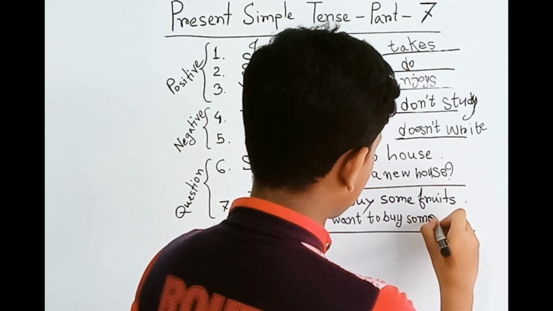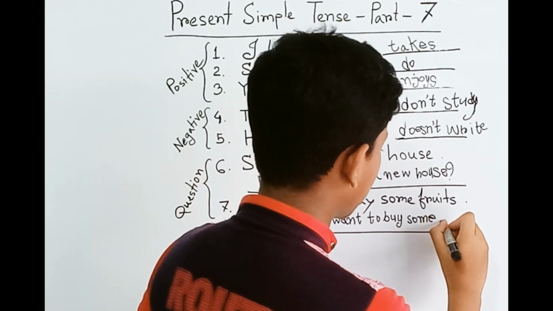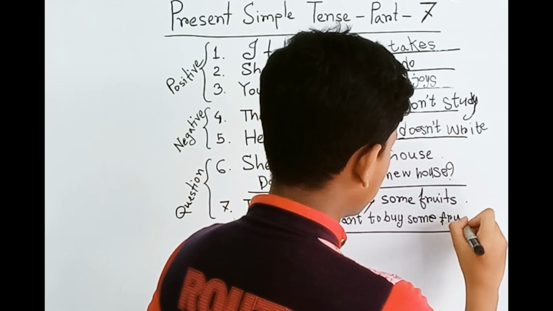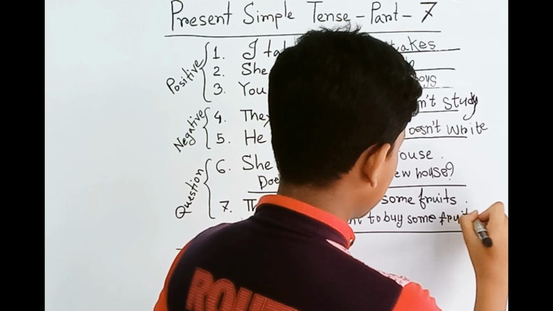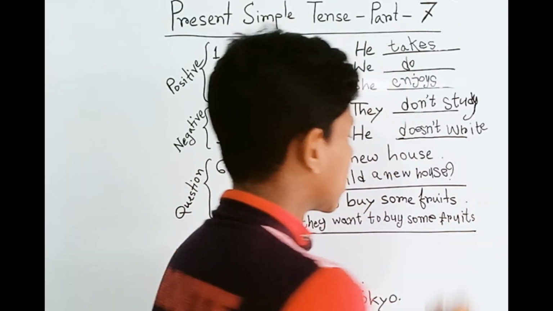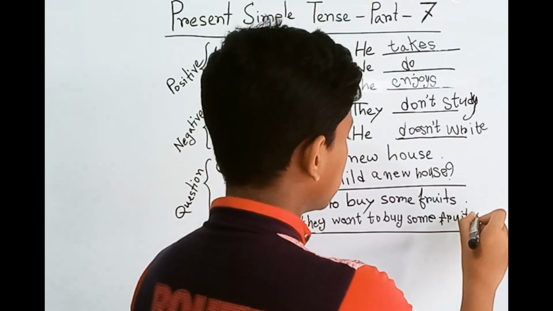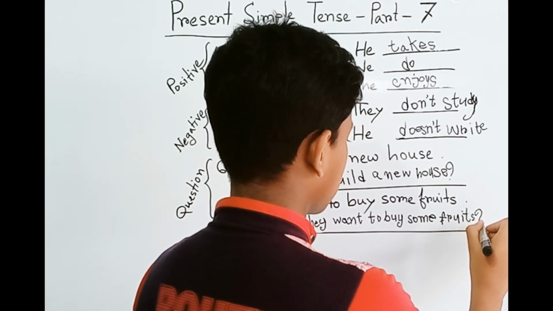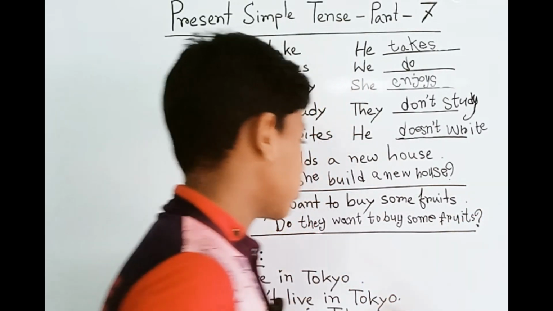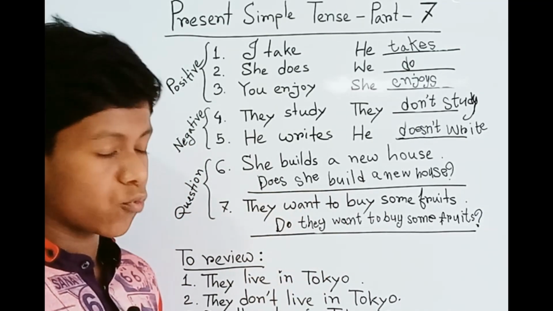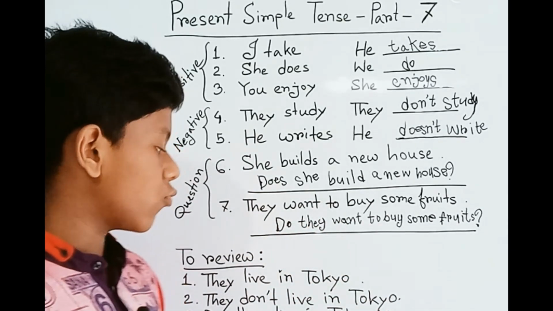So I hope that this is clear for you. So let me write F-R-U-I-T-S, fruits. Then we have to add the question mark only on a question sentence. Okay, so this is okay. Do they want to buy some fruits? They want to buy some fruits. Do they want to buy some fruits?